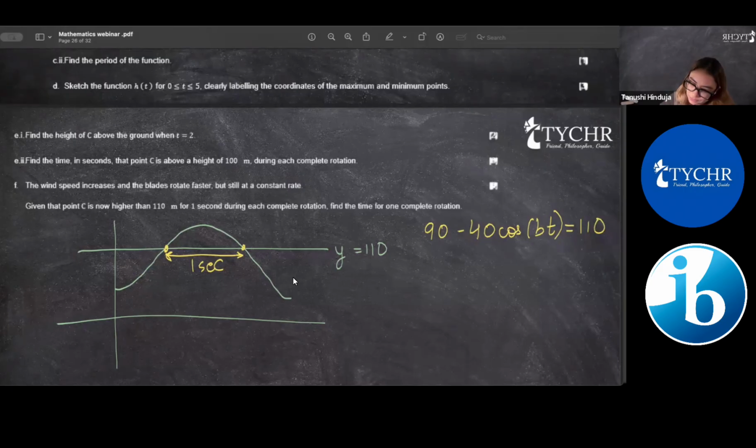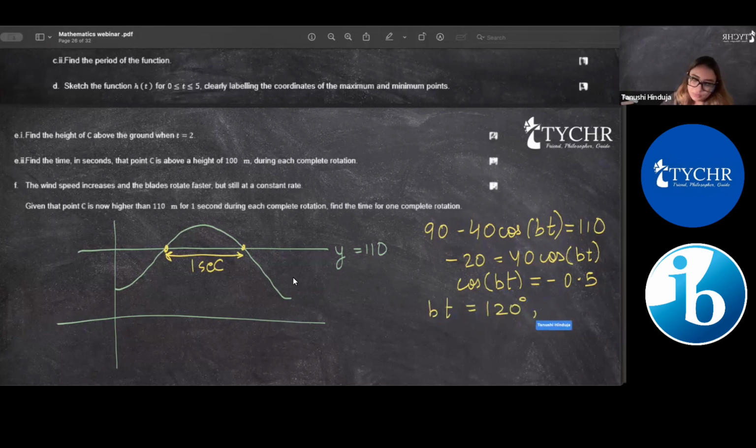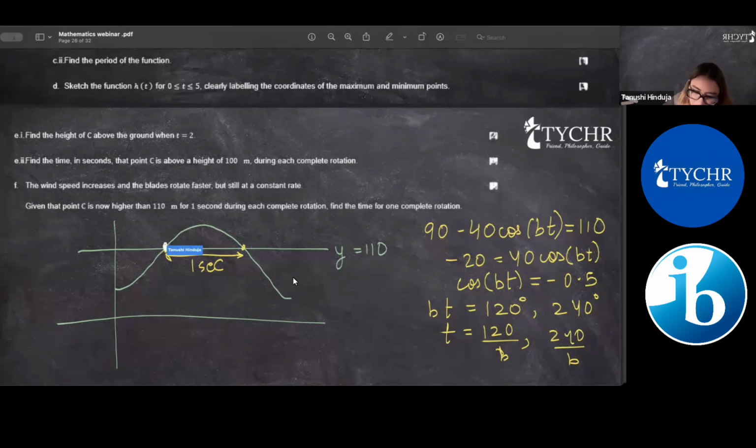If I do that, I have negative 20 equals 40 cos bt. So cosine bt is negative 0.5. Now cosine is negative 0.5 in the second and third quadrant, so that would be at 120 degrees and 240 degrees. These are the 2 points where it's becoming 110. That means these intersection points are 120 over b and 240 over b.